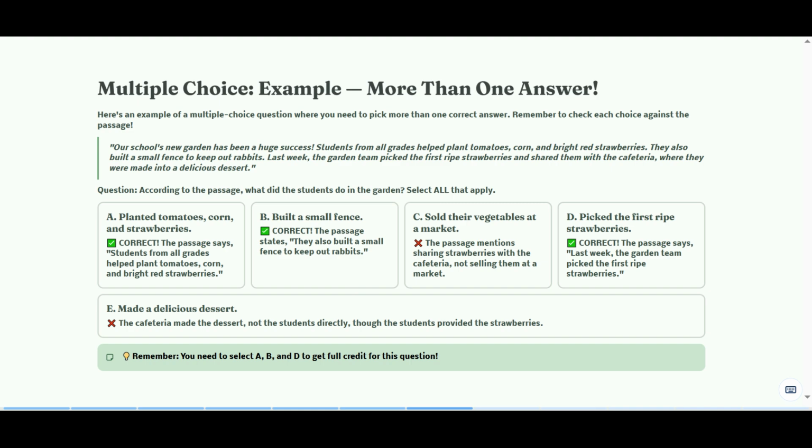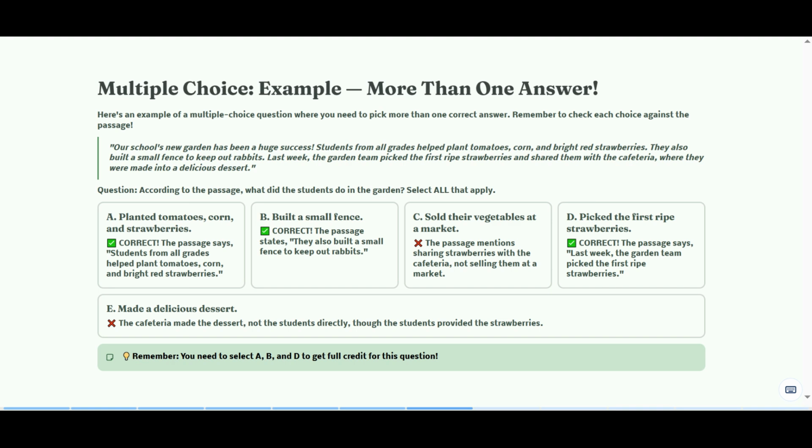If you said A, you are correct. The passage says students from all grades helped plant tomatoes, corn, and bright red strawberries. B is also correct. The passage states they also built a small fence to keep out rabbits. C is incorrect because the passage mentions sharing strawberries with the cafeteria, not selling them at a market. And D is correct because the passage says last week the garden team picked the first ripe strawberries.